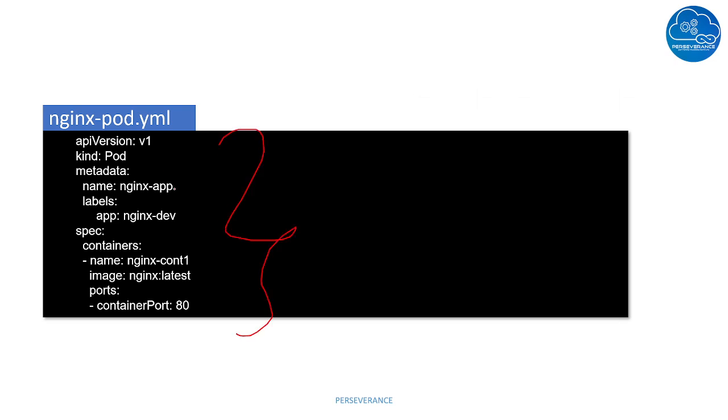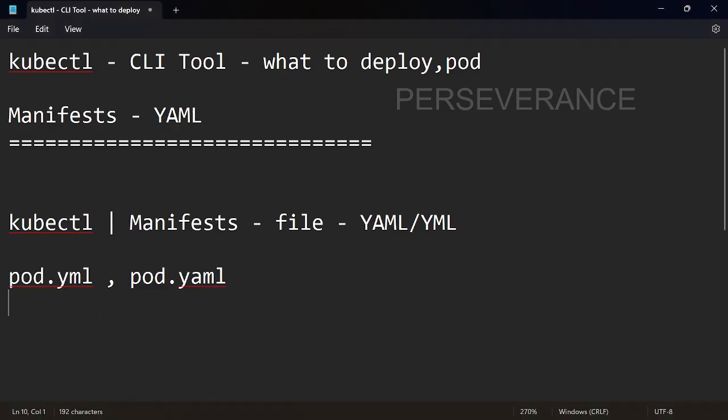If you see here, nginx-pod is the file name with an extension .yml. So this is our Kubernetes manifest now. We can put YML or YAML.